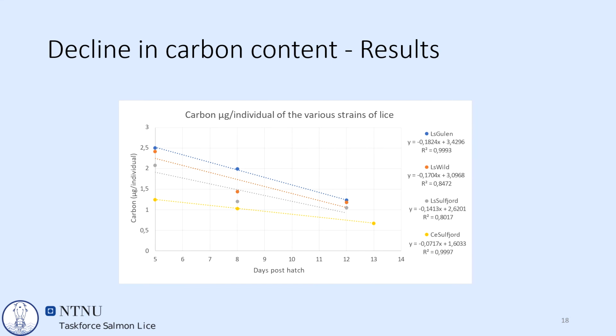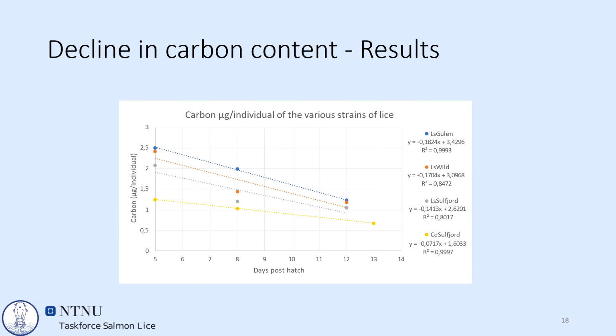And here you can see, not surprisingly, that the non-feeding lice, using their endogenous energy supply, have a decline in carbon content. And you can see that the Lepeophtheirus salmonis strains have quite a similar starting amount of carbon, in micrograms per individual, and decline rate. The carbon content was between 2.1 and 2.5 micrograms per individual, while the decline rate was 0.14 to 0.18 micrograms per individual per day.